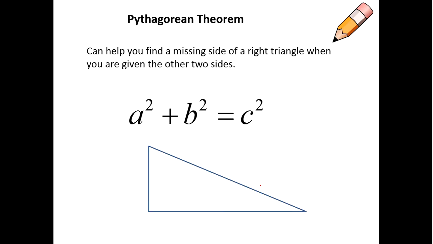So, Pythagorean Theorem. You're going to want to open up that flap. At the top, you're going to want to write this slide. Pythagorean Theorem can help you find a missing side of a right triangle when you're given the other two sides. So, you've got a squared plus b squared equals c squared. You've seen the Pythagorean Theorem many times. Remember, guys, the c side is the hypotenuse, which is across from the right angle. So, this would be my c. The a and the b are the two legs of the right triangle. It doesn't matter which one's a and which one's b, but c is always across the way, okay?